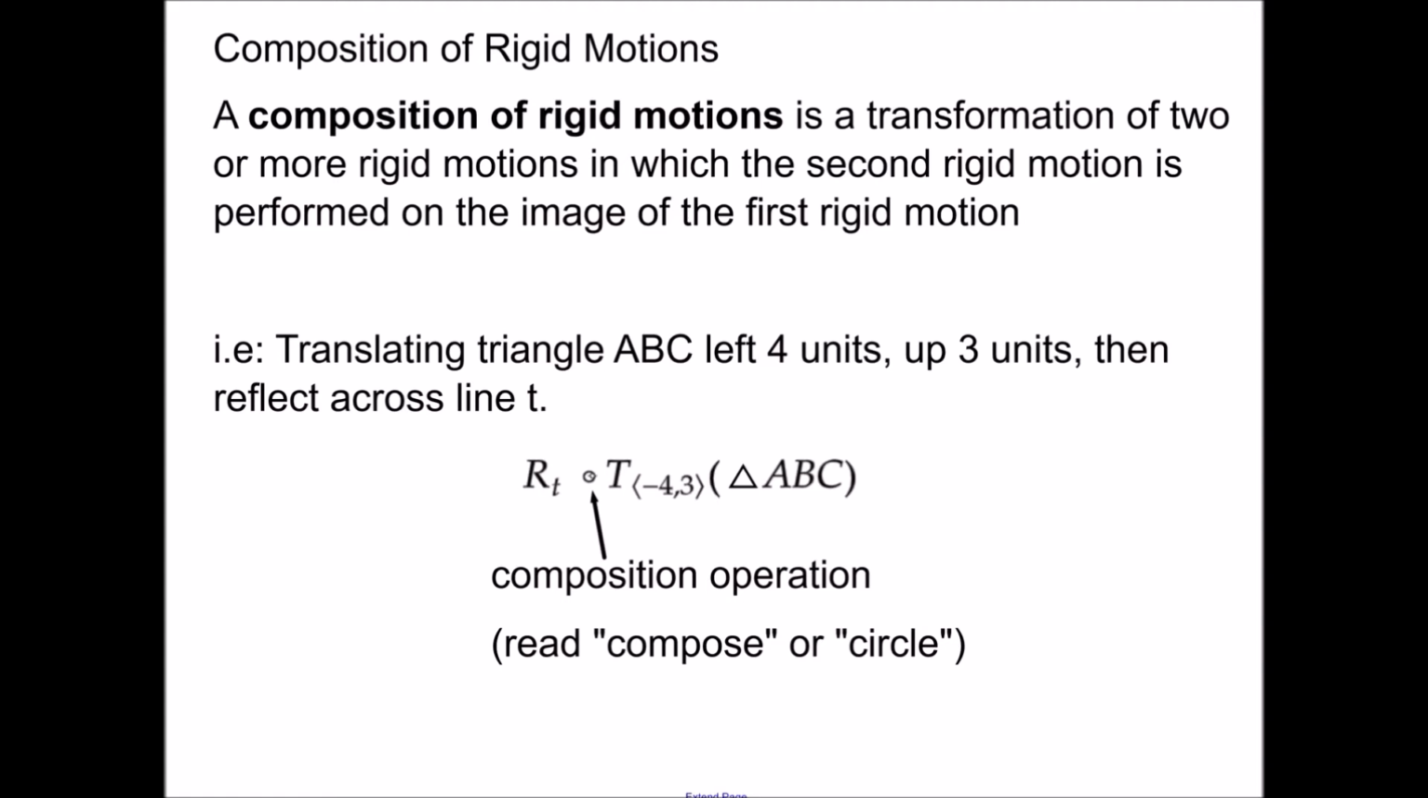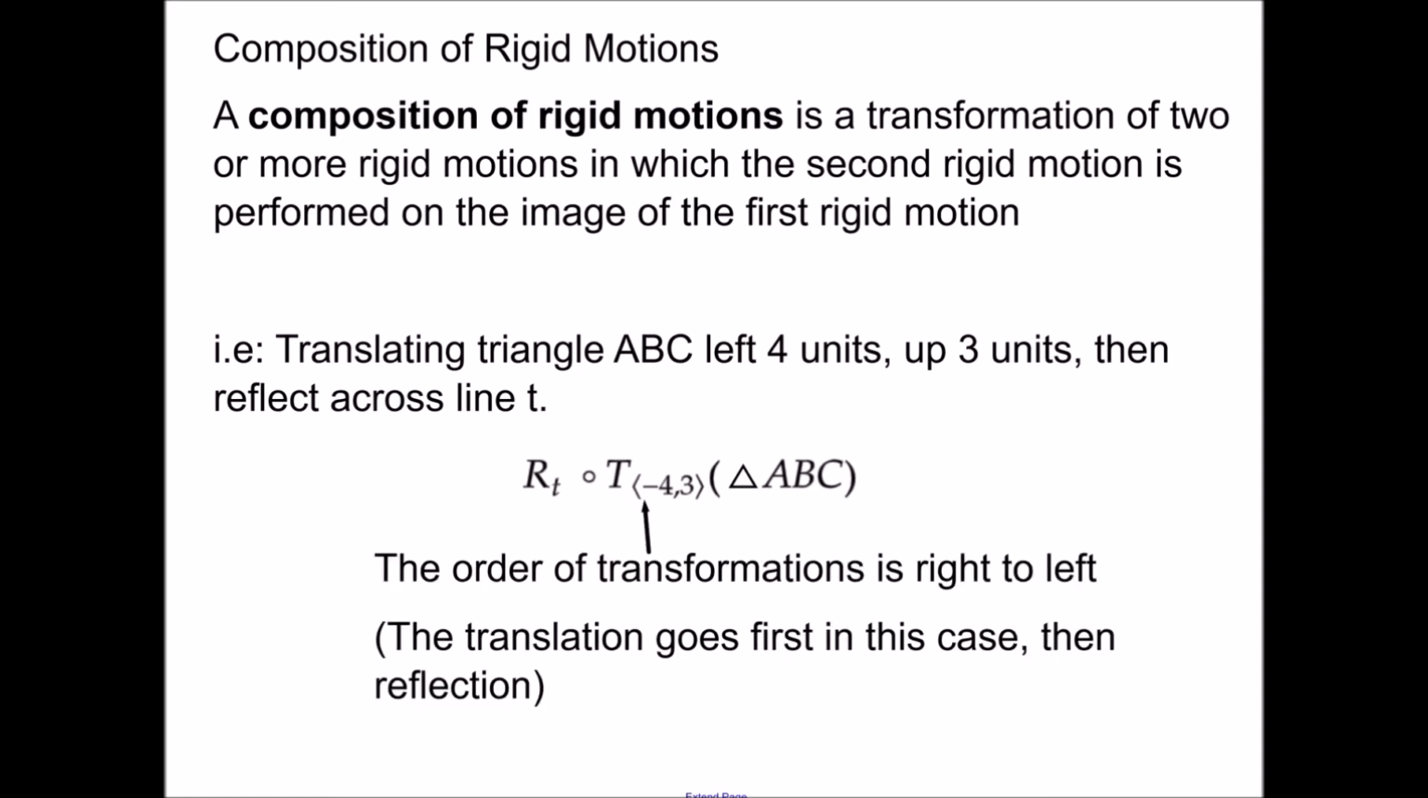This circle represents the composition operation. It is read as "compose" or "circle." So in this case, you're saying that you're doing a reflection about the line T, compose, a translation of -4, 3 of the triangle. So you're doing a reflection, compose, and then the translation.